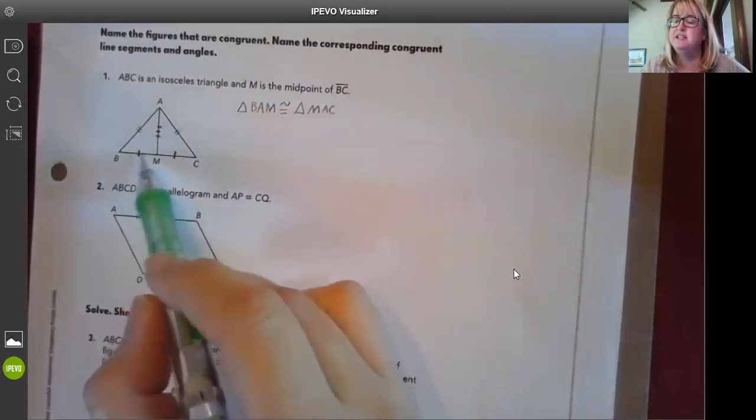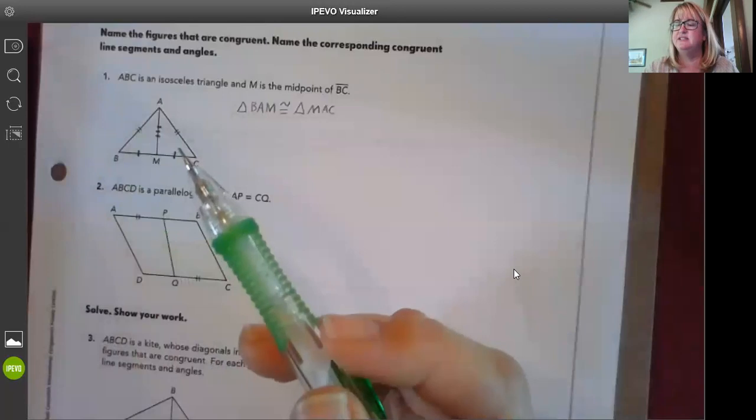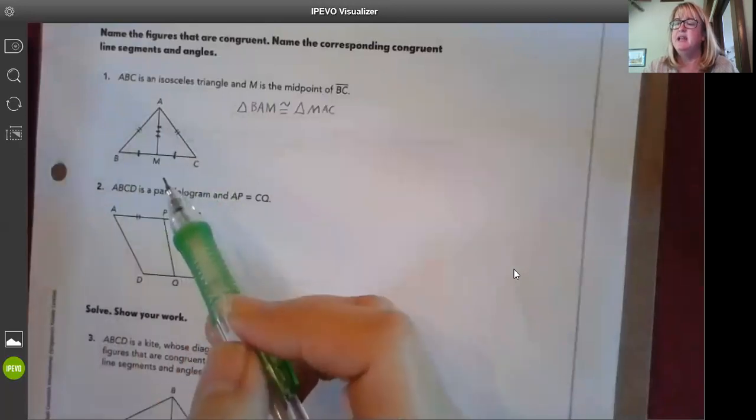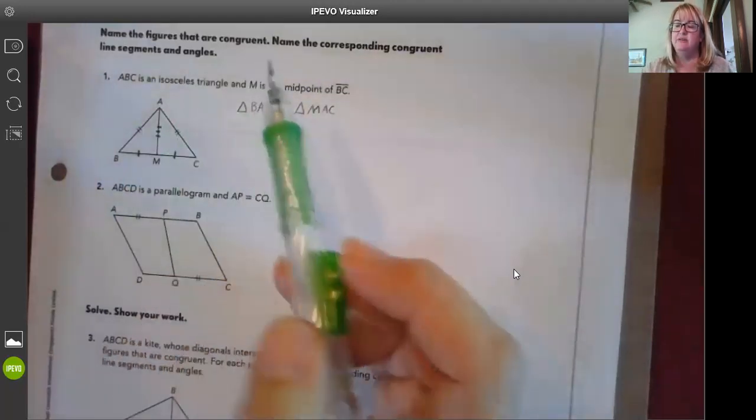Well, we used these two side lengths are the same length, these two side lengths are the same length, and then this side length is the same for both. So we use the SSS test, the side test. Now, it said name the figures that are congruent. We've done that. Those two triangles are congruent.